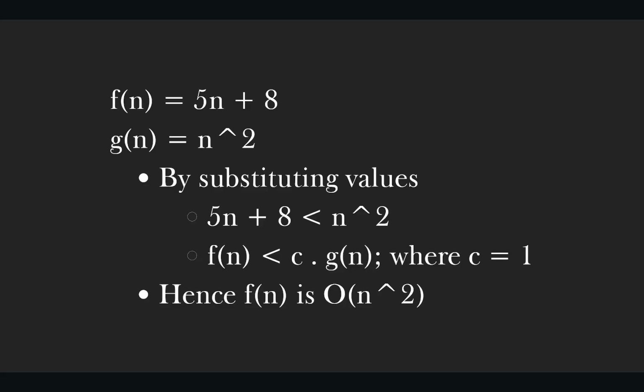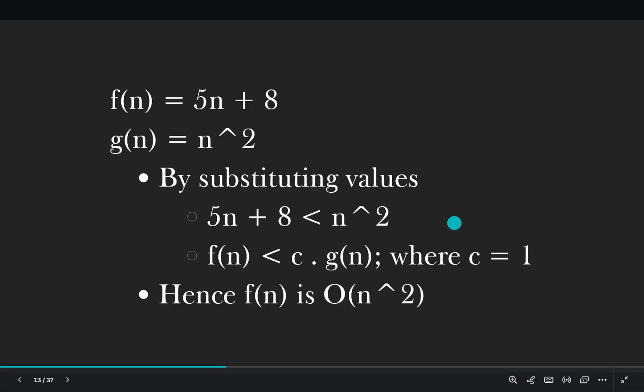So here we take n squared as g(n), and then we compare it with the definition, the inequality that it needs to satisfy. Obviously n squared is going to be greater than 5n plus 8 after a particular n naught value. You can find that after doing some calculations. Because of that, I can say f(n) is O of n squared as well.